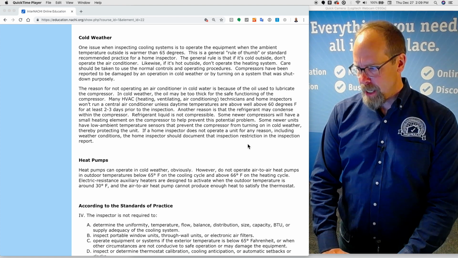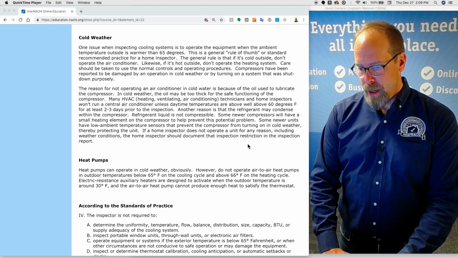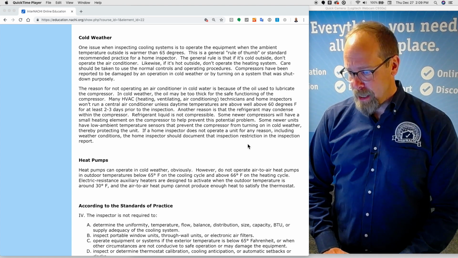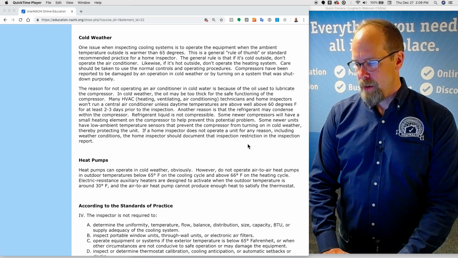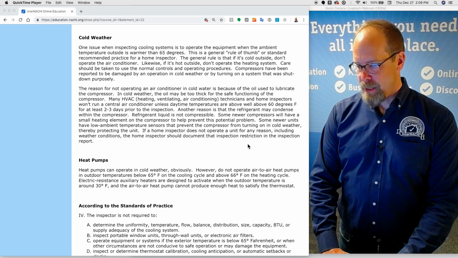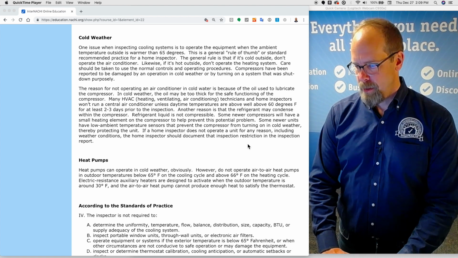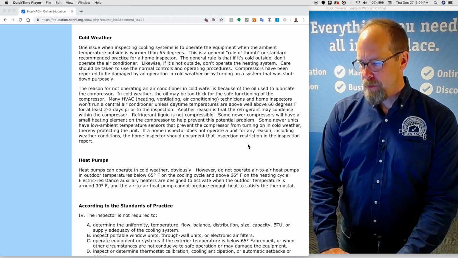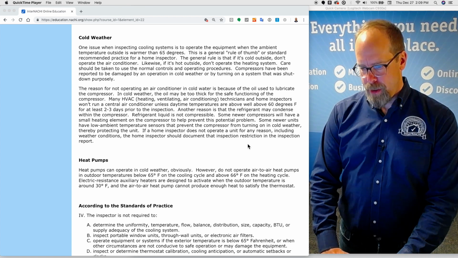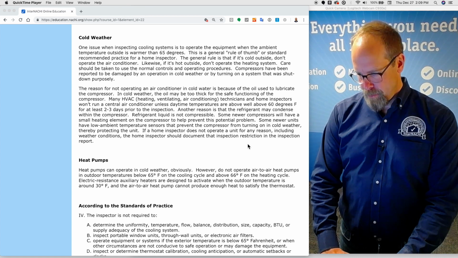Many HVAC technicians and home inspectors won't run a central air conditioner unless daytime temperatures are well above 60, 65 degrees Fahrenheit for at least 2 or 3 days prior to the inspection. Another reason is that the refrigerant may condense within the compressor. Refrigerant liquid is not compressible.